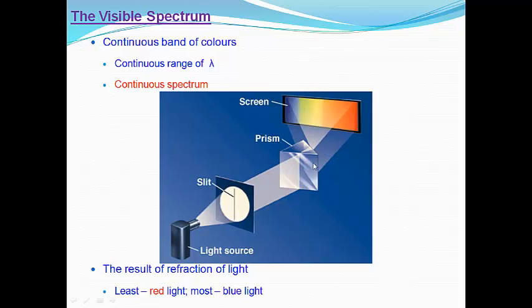And if you notice from this depiction here, you see that the red waves are less refracted than the waves from the purple color. And so this visible spectrum we call a continuous spectrum, because we have a continuous range of wavelengths from one end of the spectrum to the other end of the spectrum.